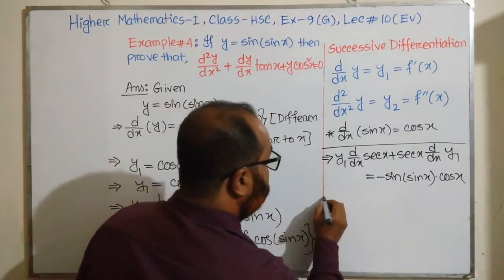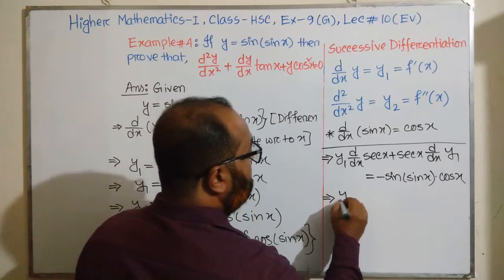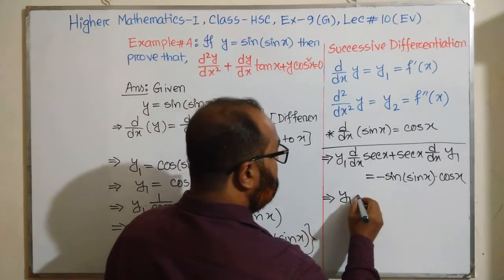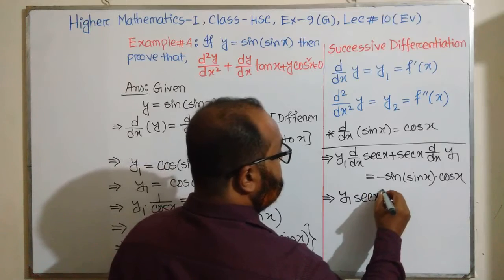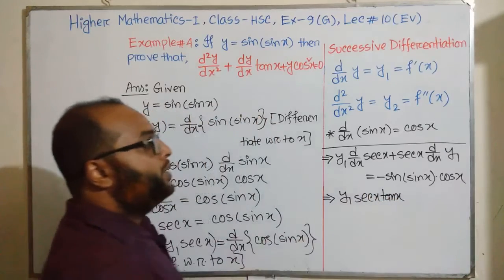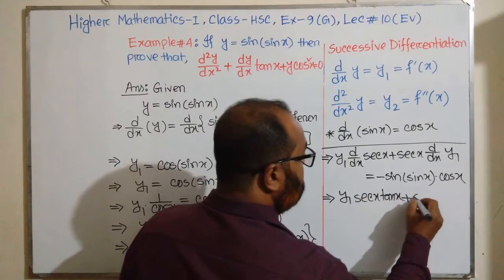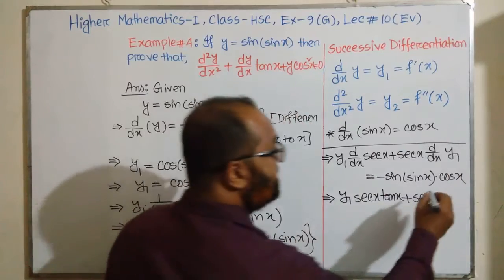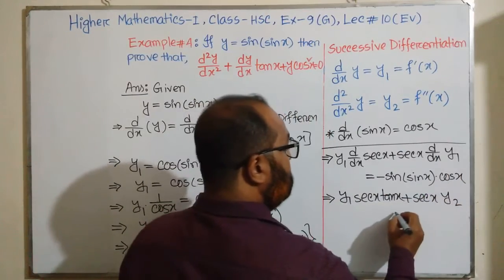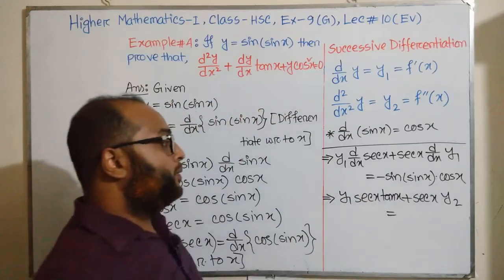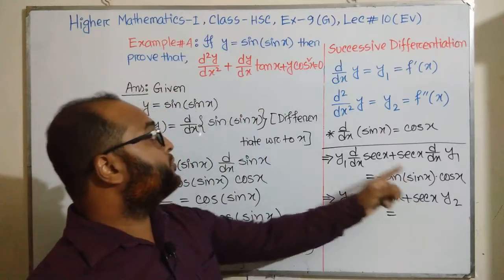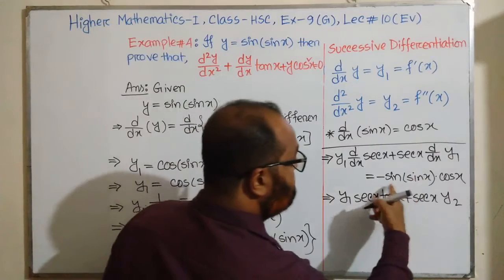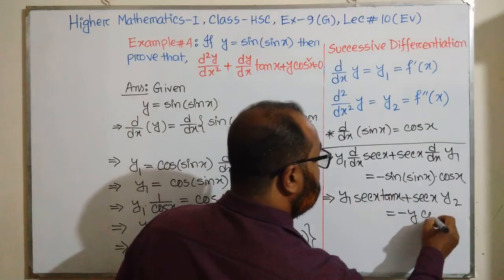Okay, now here y1 and d/dx of sec x, you know, this is sec x tan x. So y1 into sec x into tan x plus sec x into d/dx of y1, this is y2, and here on the right side we can write minus sin of sin x. Sin of sin x is given in our question, we can write this as y, that means here we have minus y cos x.